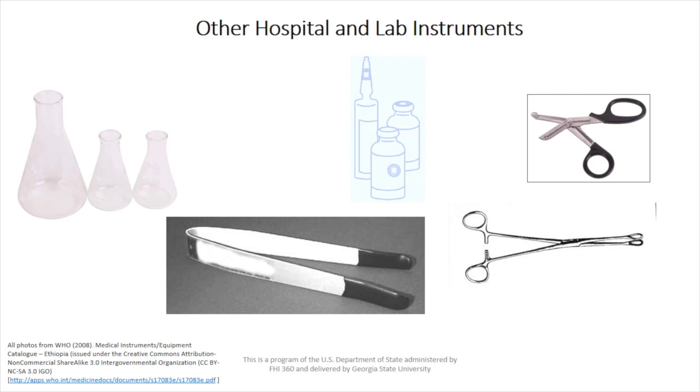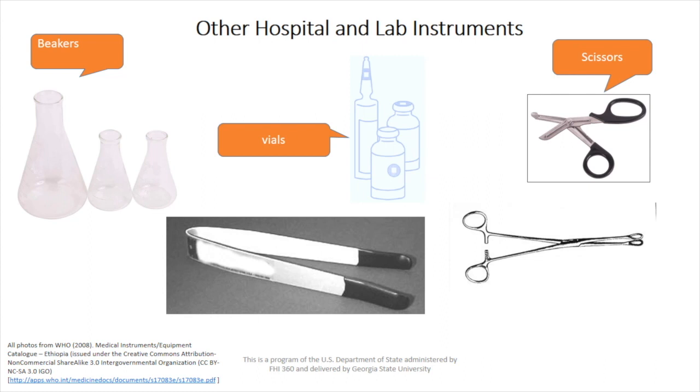Here is a second set. We have here two types of containers, beakers over here and vials. Beakers are usually used for analysis purposes, different fluids that need to be analyzed. Vials contain different types of medical substances such as injection serums or things like that.